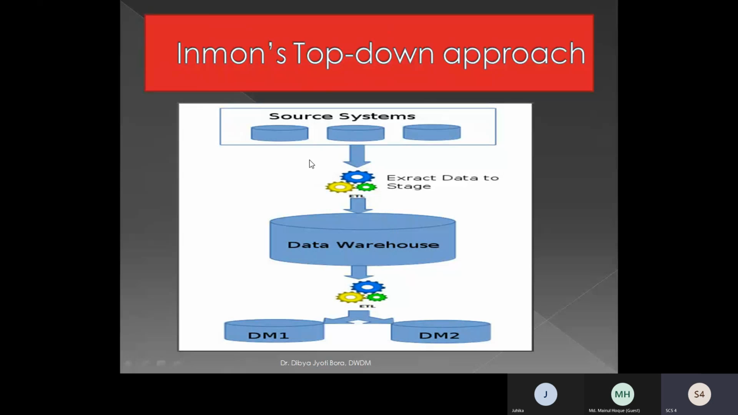As I said, the data flows from the top: source systems, then extract data to staging, then data warehouse, and from there different data marts, and from there we can have some analysis on the basis of some data mining algorithms. So this is the top-down approach.